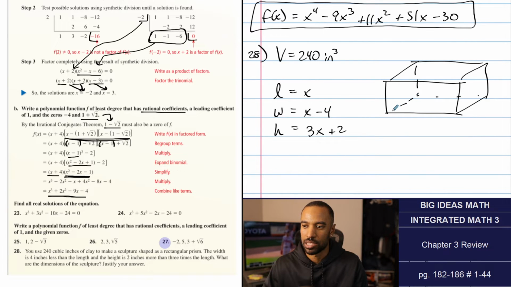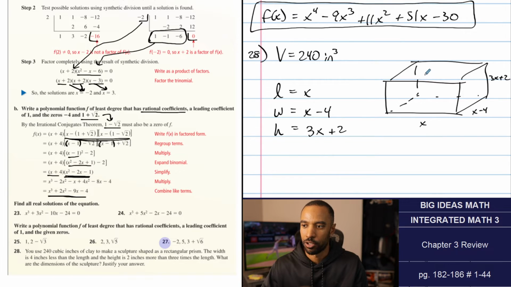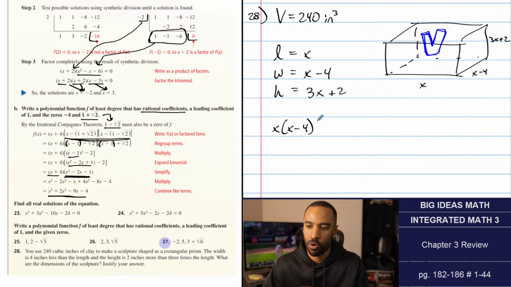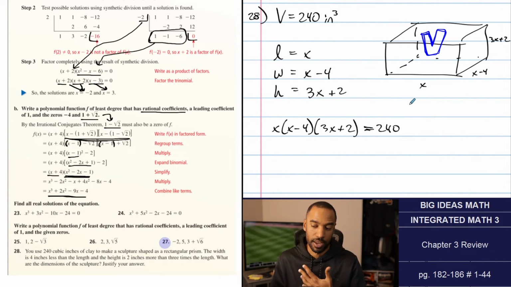So for this rectangular prism, if this is our length, this is our width, and this is our height, we need to find the volume. Well, we have the volume. You can use these and compute them to become the volume. So our equation, length times width times height, area of base times height, will be x times x minus 4 times 3x plus 2, and that equals volume of 240. They're asking for the dimensions. We need to solve for x in order to do that.